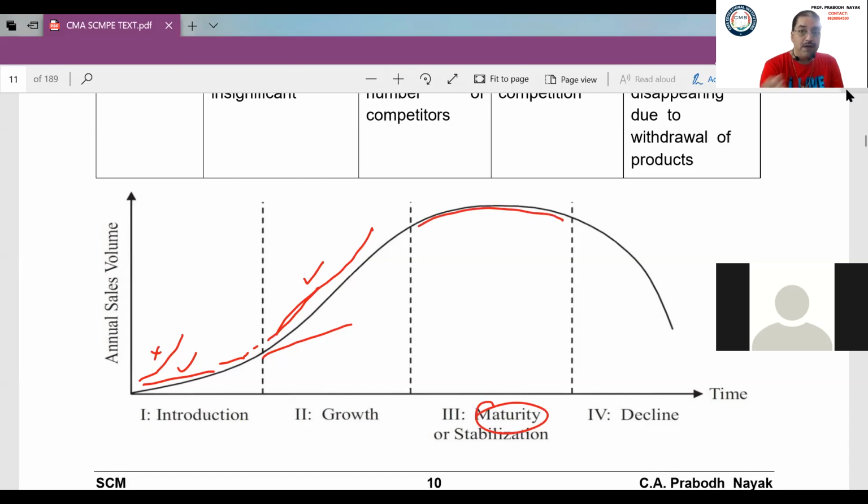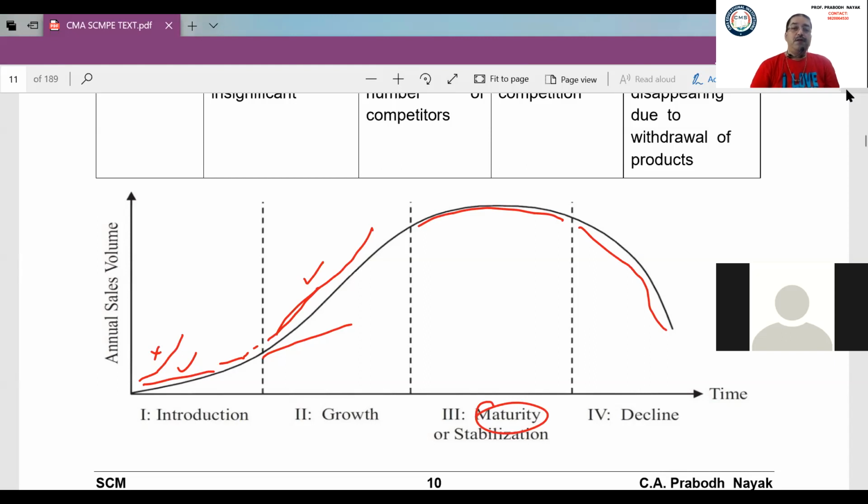Now COVID curve is flattening out. COVID curve was like this one. And then finally, the COVID curve will come down. So the PLCC will also come down. Decline stage. Okay, so this is the PLCC curve.